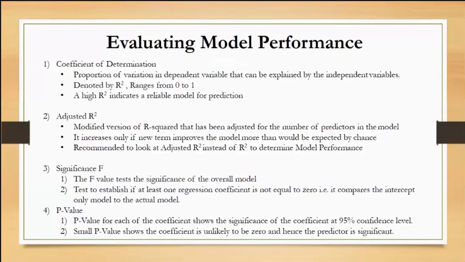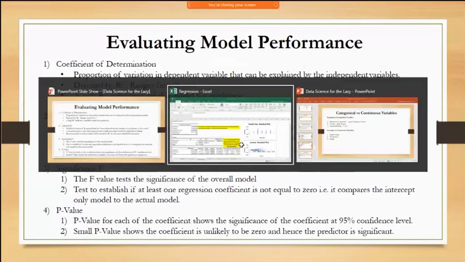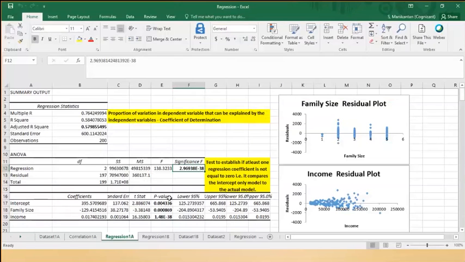Okay, the next measure, p-value. P-value for each of the coefficients show the significance of the coefficient at 95% confidence level. So small p-value shows the coefficient is unlikely to be 0, meaning this predictor is significant. So we see both our predictors have a p-value of less than 0.05, hence both are significant.